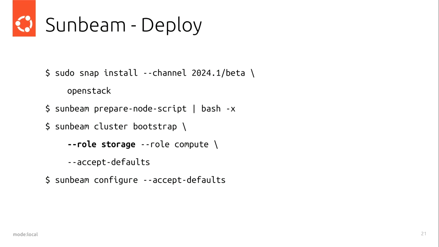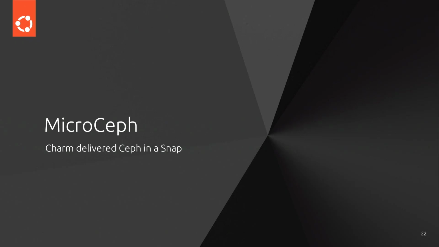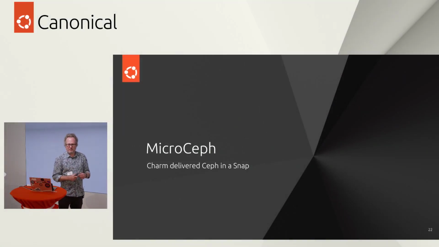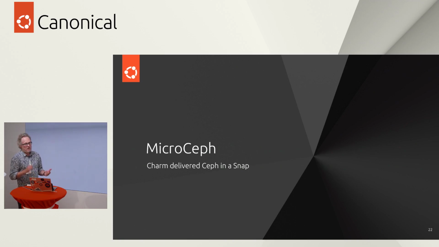So that process of bootstrapping the cluster puts Juju down on the machine, it puts the Kubernetes deployment down on the machine, and we're using MicroCeph at the moment. It then puts MicroCeph down on that, which is what I'm going to talk about next. I think Luciano talks a little bit about MicroCeph in his NVMe over Fabric talk. But MicroCeph, from Sunbeam's perspective, is Ceph in a snap managed by a charm, right?